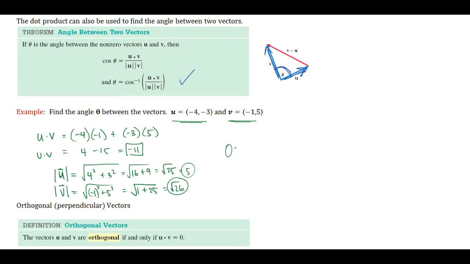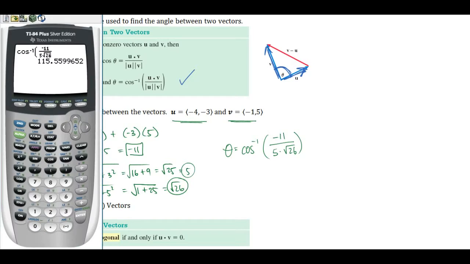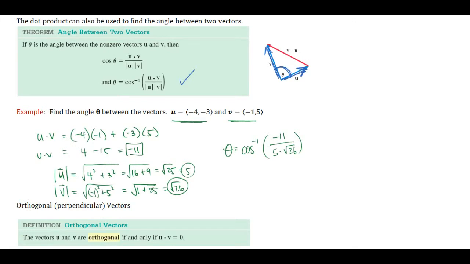The formula is the angle is the arc cosine of u dot v, so for us, -11, over the magnitude of u, which is 5, times the magnitude of v, which is root 26. And now I will just grab a calculator and type it in. And notice I had it ready for us. As I typed it in and I hit enter, I get it's about 115.56 degrees. So I get that the angle is about 115.56 degrees, and I jump up and down. That's what I found it out to be.